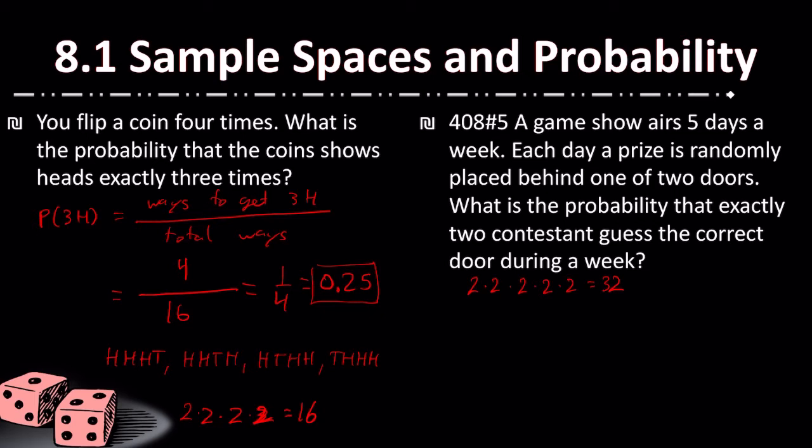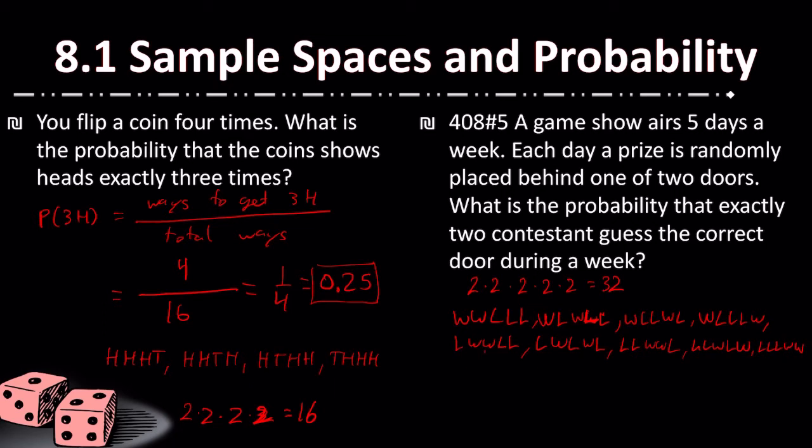Now, how many have 2 wins? Well, you could do win, win, loss, loss, loss. You could do win, loss, win, loss, loss. You could do win, loss, loss, win, loss; win, loss, loss, loss, win; loss, win, win, loss, loss; loss, win, loss, win, loss; loss, win, loss, loss, win; loss, loss, win, win, loss; loss, loss, win, loss, win; and finally loss, loss, loss, win, win. And I missed one.